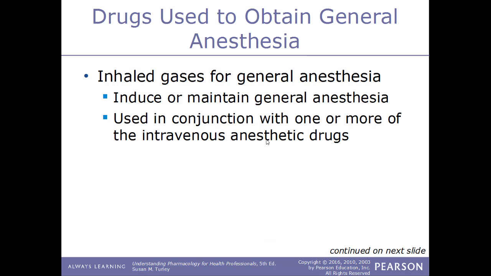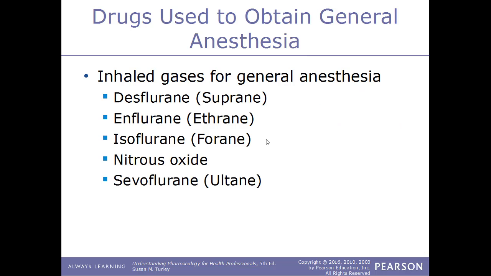Another type of drug that can be used for general anesthesia are inhaled gases. These are used to induce or to maintain general anesthesia. And these are often used in conjunction with one or more intravenous anesthetic drugs. These are some examples of inhaled gases that could be used for general anesthesia: desflurane, also known as Suprane; enflurane, known by the trade name Ethrane; isoflurane, known as Forane; nitrous oxide; and the last one listed here, sevoflurane, which is known by the trade name Ultane.